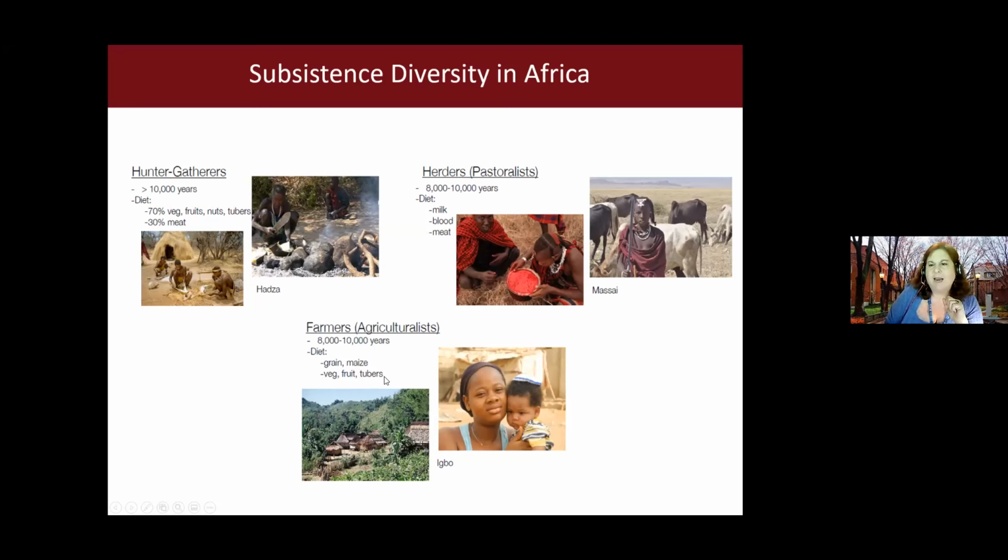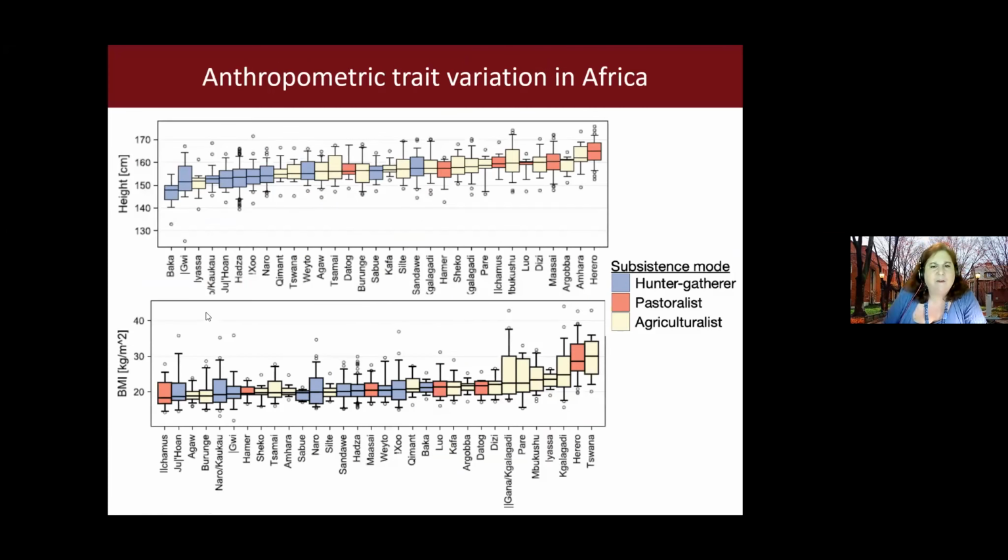And we're interested in how people have adapted to these different diets and how does that diet influence normal variable traits. So if we start by looking at height, for example, and this is from women, and the different populations are color-coded based on their subsistence pattern. And we can see that at the very low end of the height spectrum are the Baka, Central African rainforest hunter-gatherers, known to be very short-statured, and then one of the San populations.